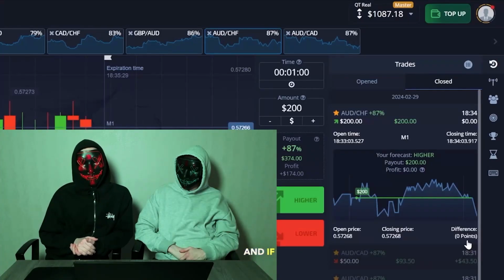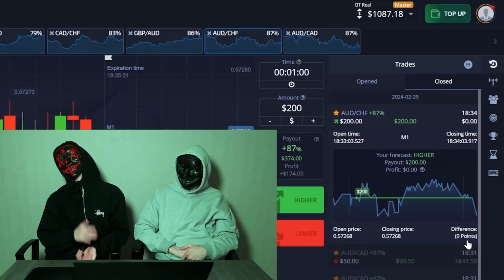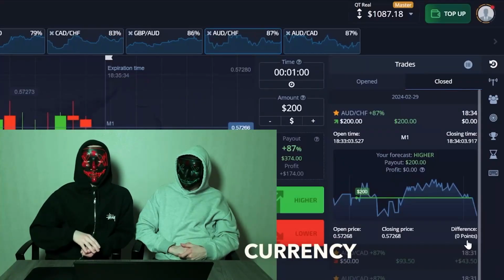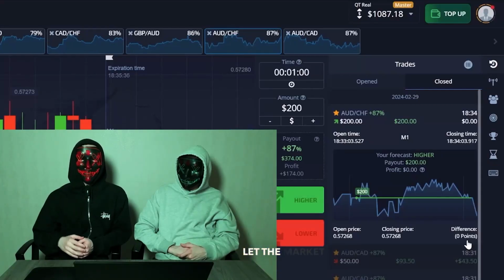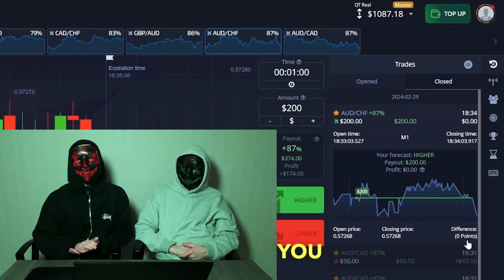This happens, and if you encounter such a problem, don't worry. Open the next trade on another currency pair. Wait a little, let the market move a little, luck will come to you, friends.